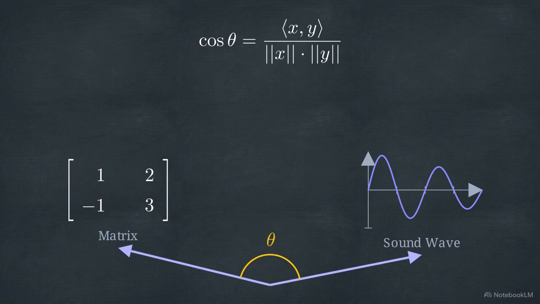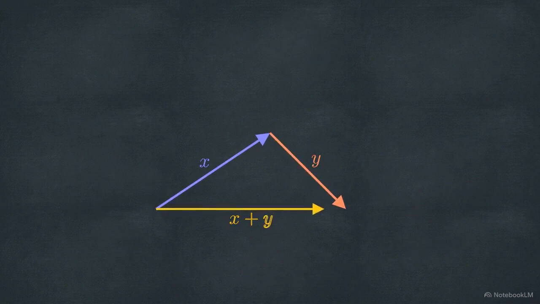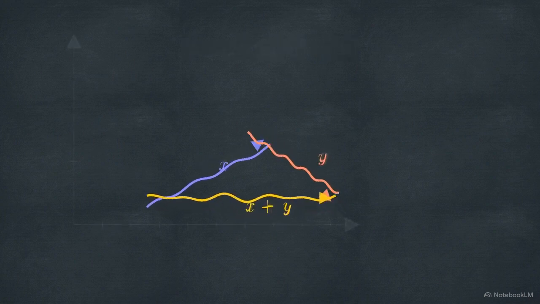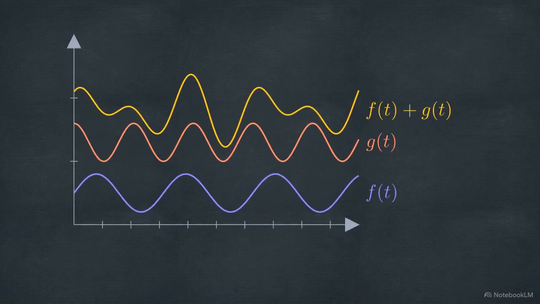This is the bridge that allows us to define a consistent angle between objects as abstract as matrices or sound waves. From Cauchy-Schwarz, we derive the triangle inequality. This proves the geometric truth that the shortest path between 2 points is a straight line. Vector x plus vector y is always shorter than or equal to the lengths of x and y traveled separately. This law holds true even in a space made of infinite dimensional functions.